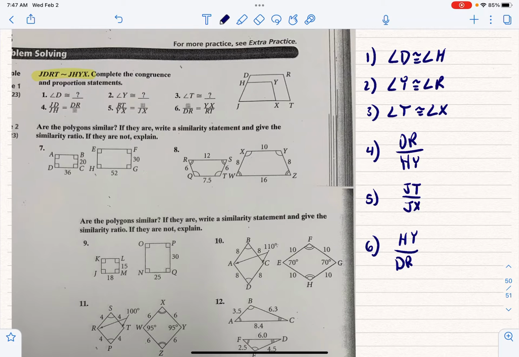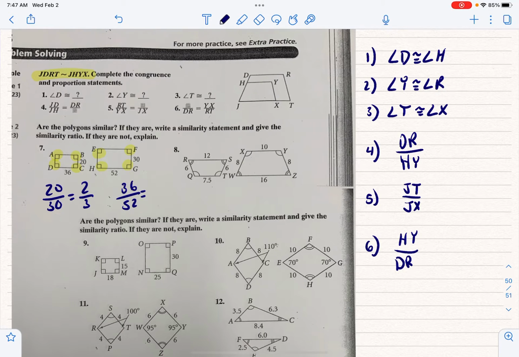7 and 8, the question is, are these similar? Okay, and so you know they're similar if you have those two things. You've got to have corresponding angles congruent. Well, for this one, we have 90, 90, 90, 90, and 90, 90, 90, 90. So corresponding angles are congruent. Check. But then we need corresponding sides to be proportional. So we say, well, here these sides 20 to 30 give me a ratio of 2 to 3, and the other side 36 to 52.